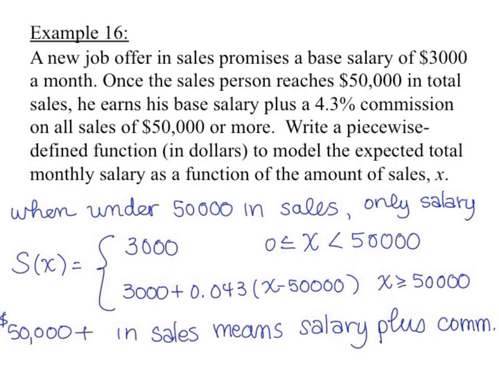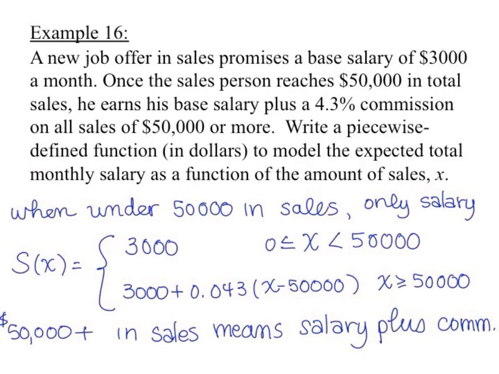But this is just an example of a word problem that might involve piecewise functions. A new job offer in sales promises a base salary of $3,000 a month. Once the salesperson reaches $50,000 in total sales, he gets that base salary plus a commission on sales over $50,000, or including $50,000. So write a piecewise defined function in dollars to model the expected total monthly salary.